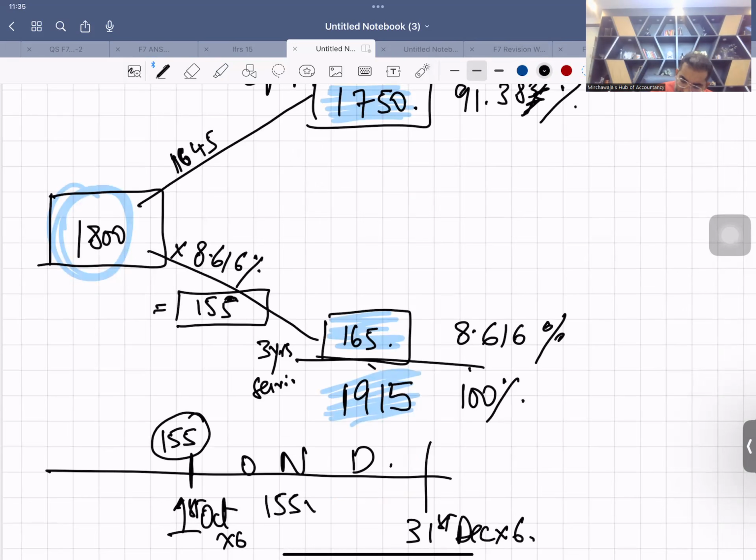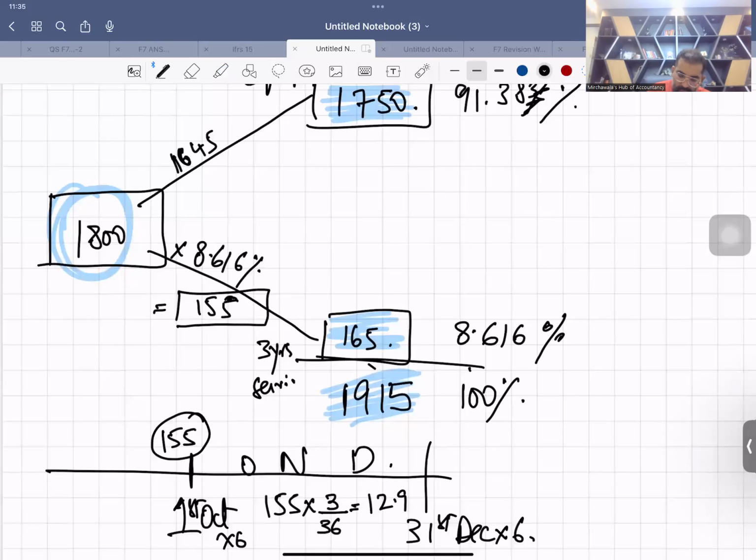So 155 into 3 divided by 36. Just think, 155 is the revenue for 36 months. So if you divide it by 36, you will get 1 month revenue. Multiply by 3 will give you 3 months revenue. It's going to be 12.9.